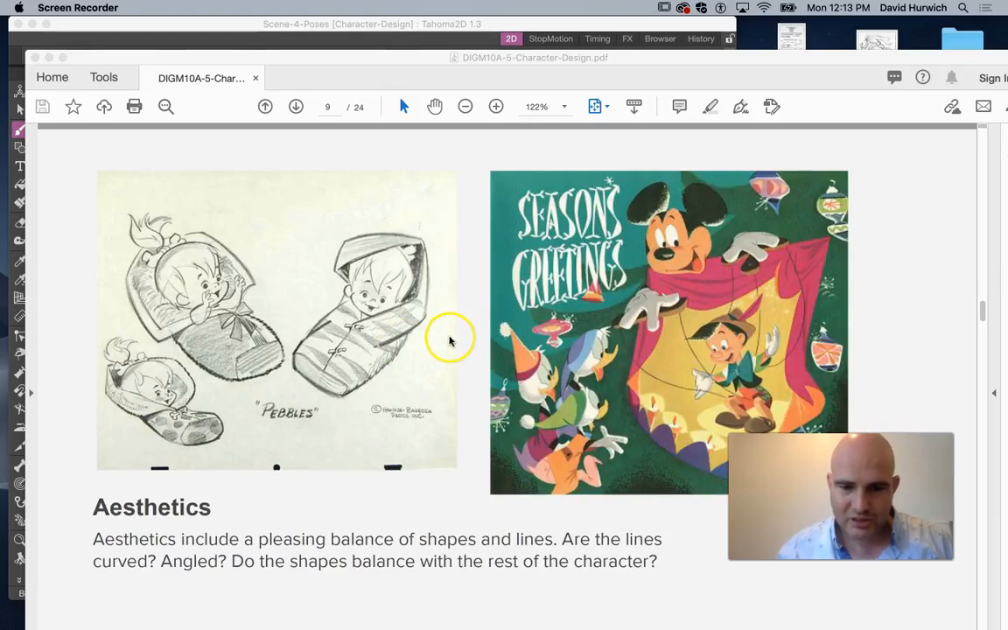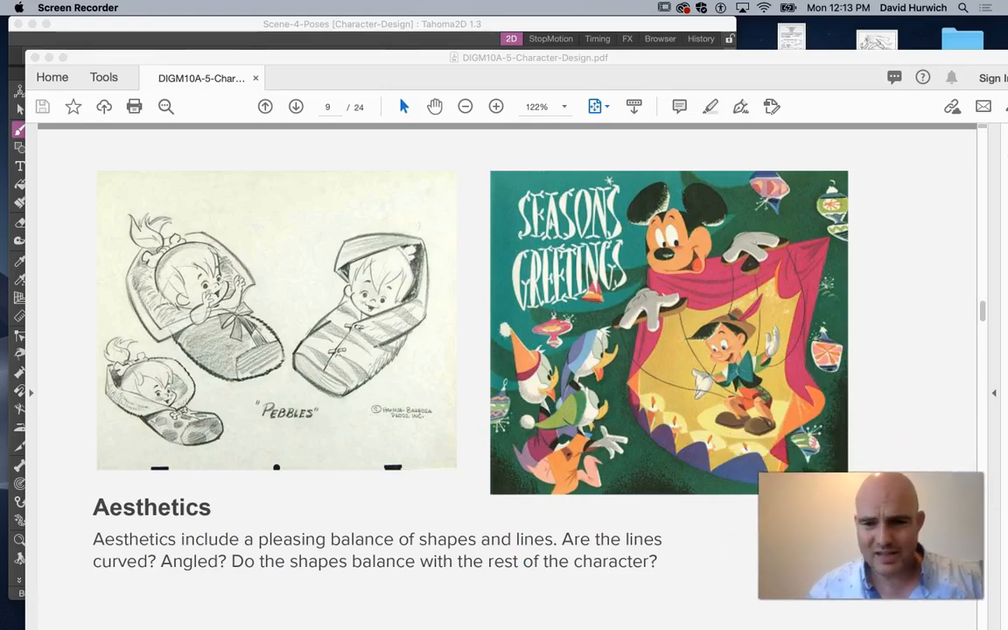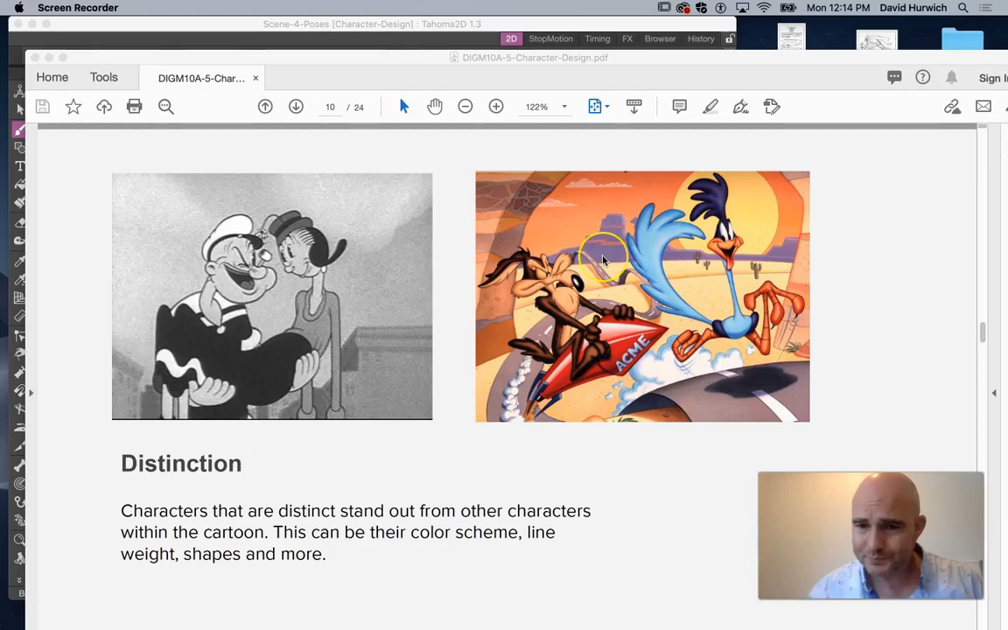Aesthetics are using a pleasing balance between lines and shape. This goes back to lines that we talked about last module. What do the lines look like? Are they thicker lines? Are they thinner lines? Are they more angled versus more curved lines? How does that affect the balance between the character and the rest of the scene? Here we have more complicated characters versus the more simplistic green background, right?